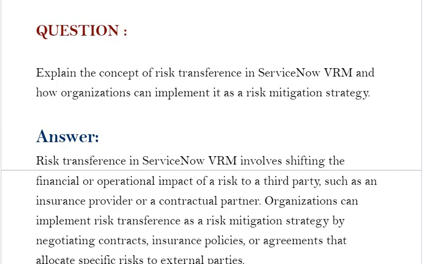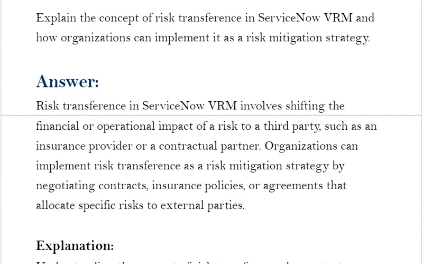Our next interview question based on vendor risk management is: explain the concept of risk transference in ServiceNow VRM and how organizations can implement it as a risk mitigation strategy.